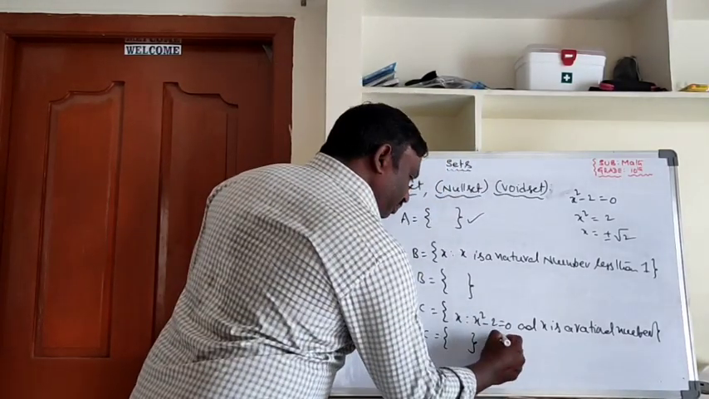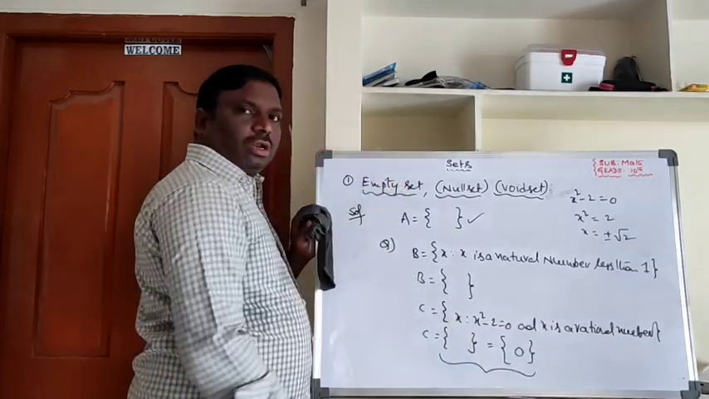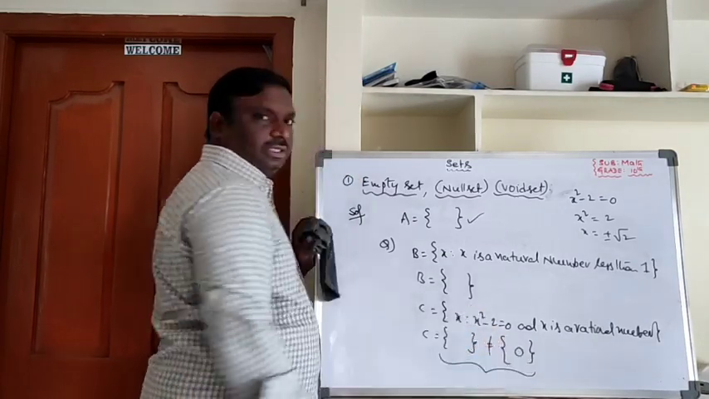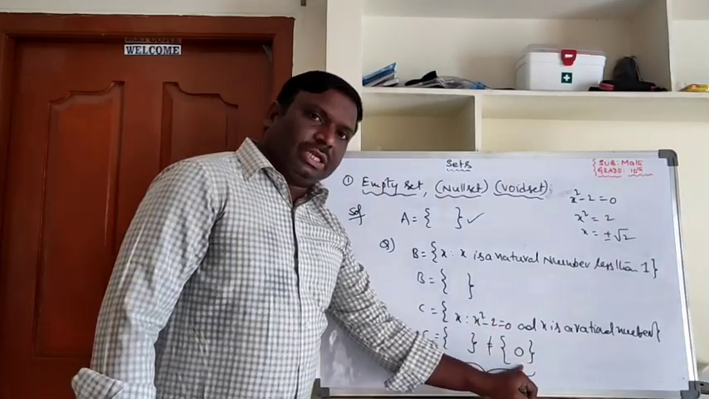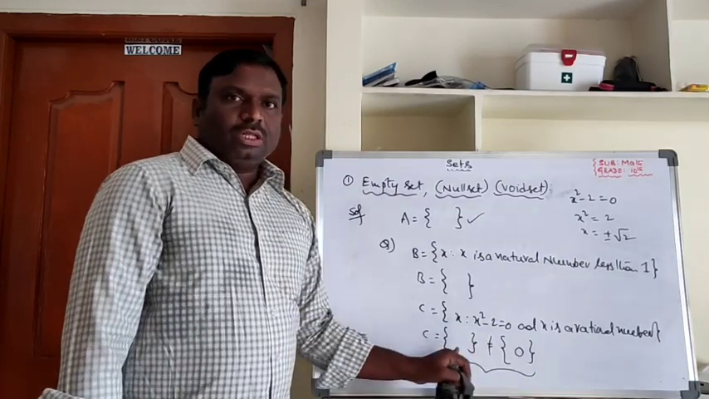Sometimes, if you take these two, both are not equal. Because this is an empty set, and this is a finite set. There is an element 0 here. Both are not equal.